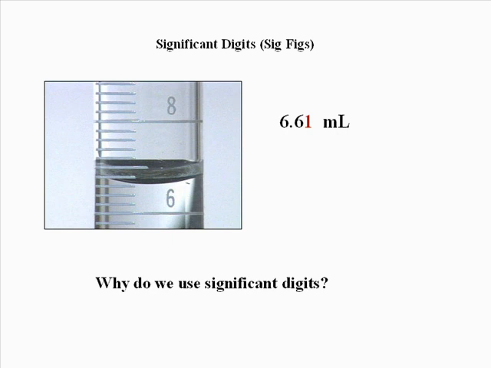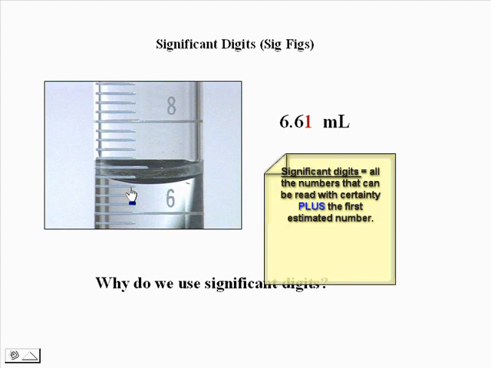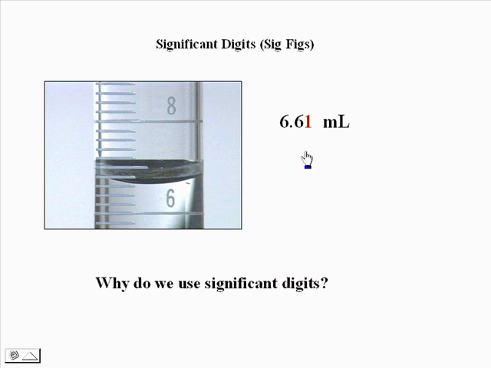Significant digits. When reading the meniscus of this graduated cylinder, I can read with certainty that it's at 6.6 milliliters. However, the bottom of the meniscus is just barely above that hatch mark, so I'm going to have to guesstimate the other number. I read this meniscus as a value of 6.61 milliliters. That is the preciseness with which this graduated cylinder can read the values of the liquid in it.